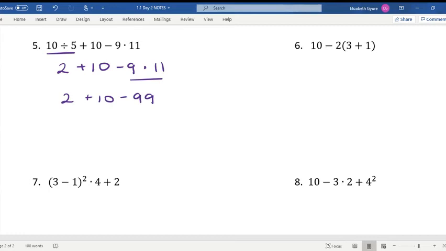All right. Now, we're done with our multiplication and division. Where do we go from here? Hannah? Yeah, add and subtract from left to right. 2 plus 10 is 12, and 12 minus 99. You might need to break out the calculator for this one.